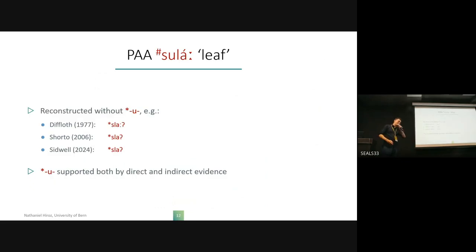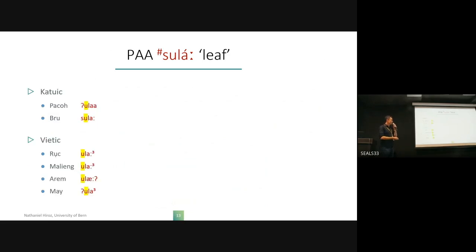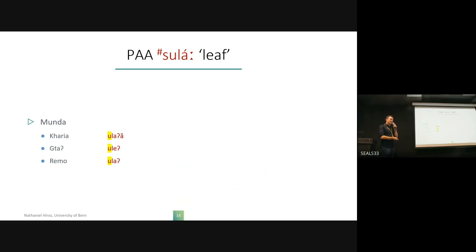Okay, finally, the first example: the word for leaf, which is widespread through the family. It's usually reconstructed like sla or something like this, but there is both direct and indirect evidence for reconstructing U in the non-final syllable. As you can see in Katuic, you have Kaco and Bru that have U. Gaelic also has a few languages that have this vowel. Munda also has it. So we have three. Katuic and Gaelic are spoken in the same area, kind of, but Munda is in a totally different location.